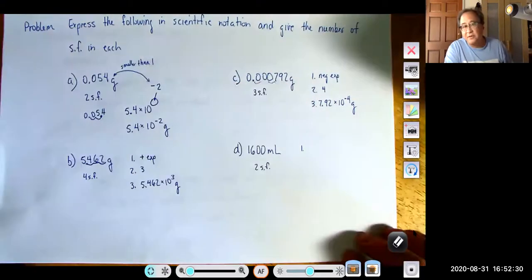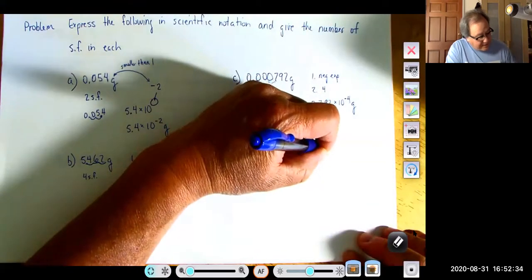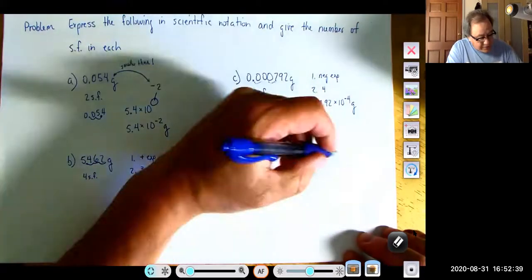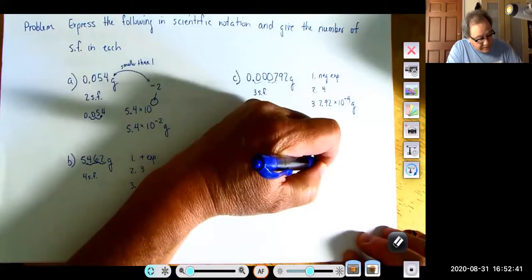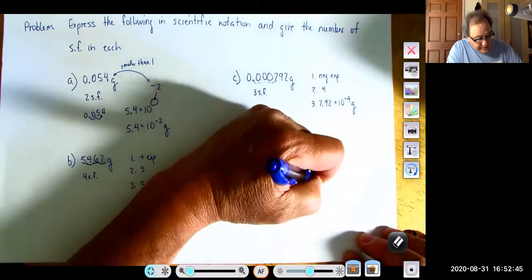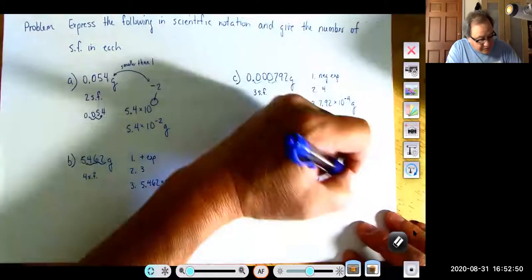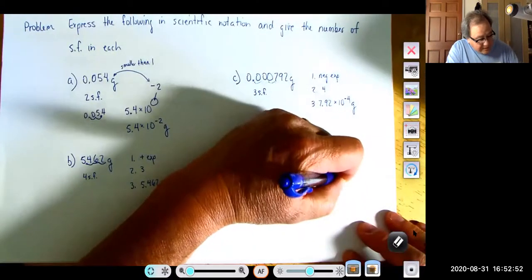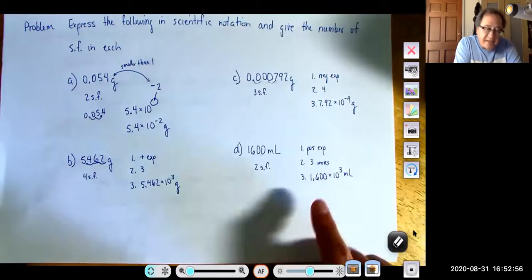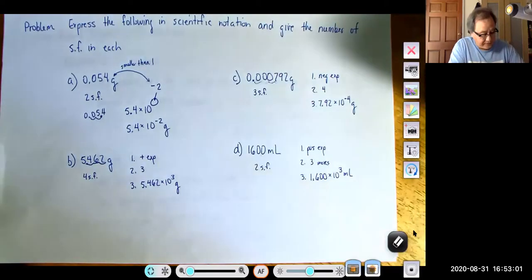How about here? Positive or negative exponent? Positive exponent. And then we're going to move the decimal over 1, 2, 3 times, 3 moves. And then we put it all together, we get 1.6. Now, I'm going to do something wrong here. 1.600 times 10 to the 3 milliliters. How many significant figures in the number the way I've written it? And the answer is 4 sig figs.